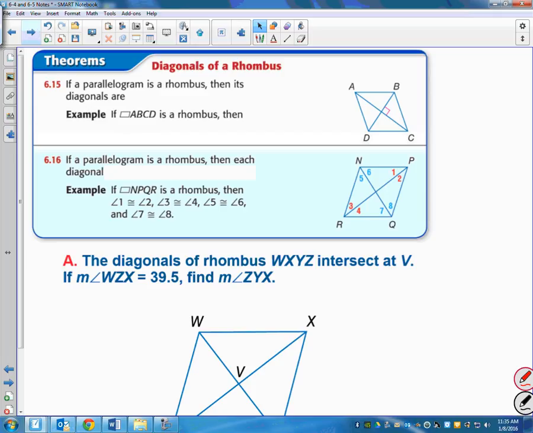So the theorems about the diagonals: how do we tell if it's a rhombus by looking at the diagonals? For a rhombus, the diagonals meet at a right angle. So that means the diagonals are perpendicular. That's kind of cool, which means a square is also a rhombus, so the diagonals of a square also meet at a right angle. So we can say that if ABCD is a rhombus, then we know the diagonal AC is perpendicular to the other diagonal BD.